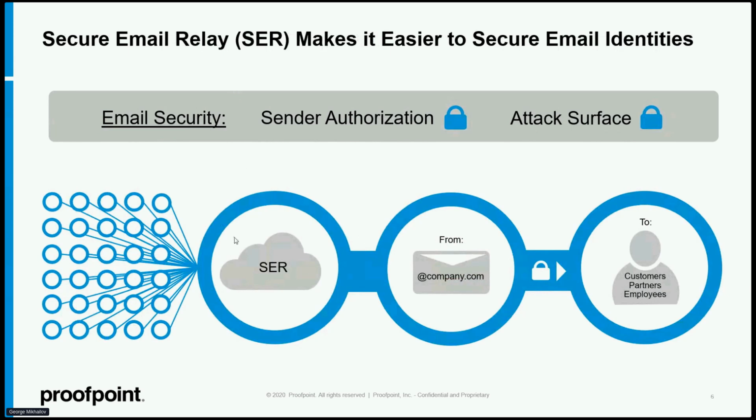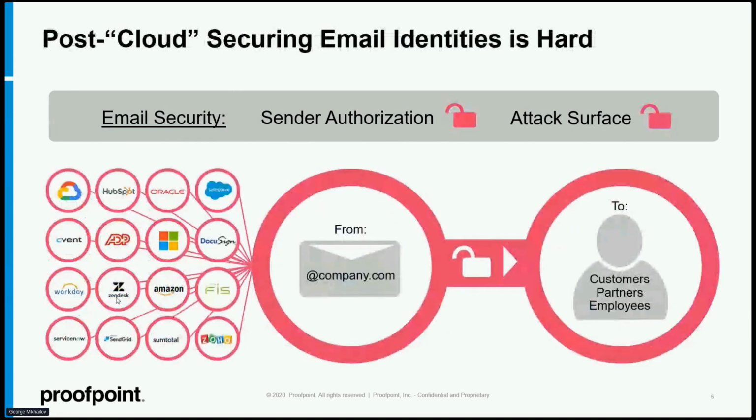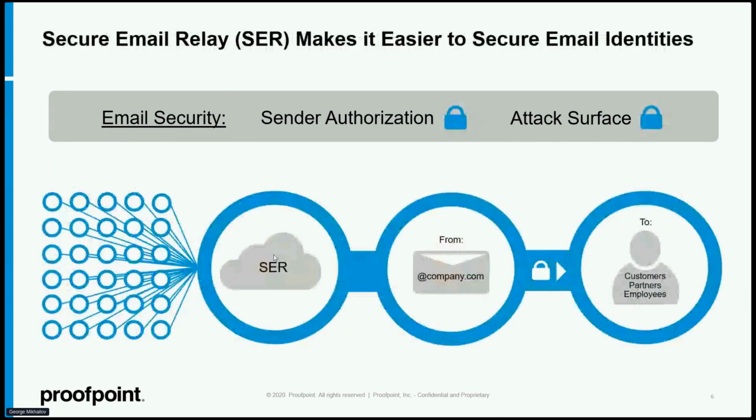And this is a cloud-based system that takes all these senders and pushes them through one cloud sender, which is a secure email relay that does the authentication. When the authentication happens, it adds SPF, it passes SPF, it will pass DMARC, and it will come from company.com, from your company, and it will get to your clients, partners, and employees as an authenticated message.